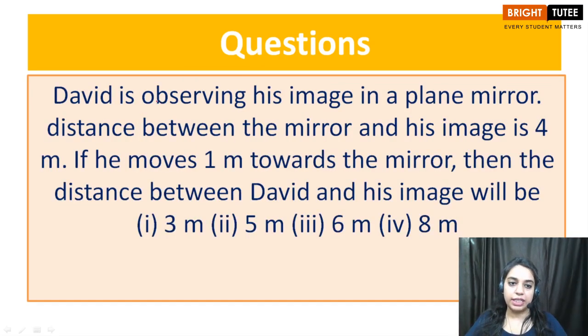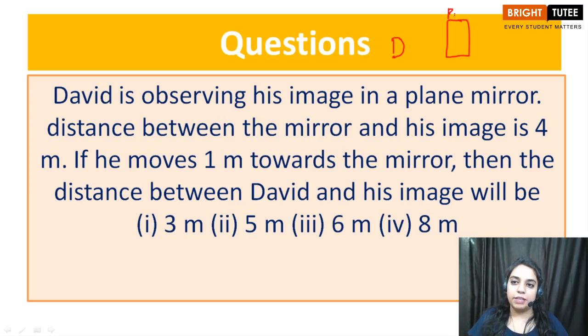Next question children, David is observing his image in a plane mirror. So suppose David is standing here and he is observing his image in a plane mirror. Okay, and the distance between the mirror and his image is 4 meter. If he moves 1 meter towards the mirror, then the distance between David and his image will be, you have to find out the distance between his image and the mirror.